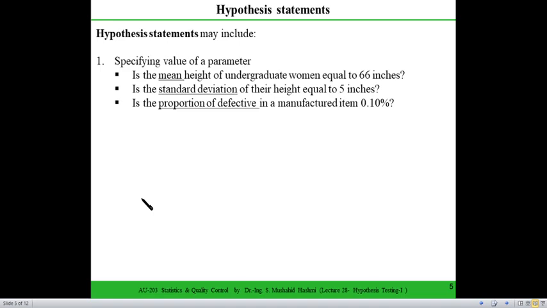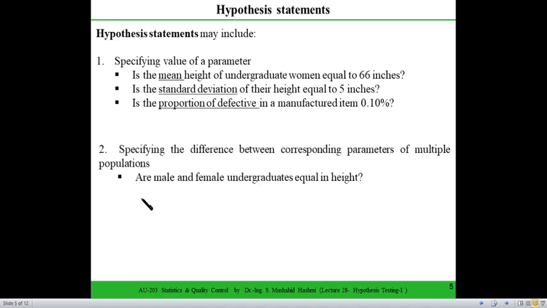Or if you are interested in finding the proportion of defective items in manufacturing, the prior claim might be that only 0.1% are defective. If this is your prior claim, that could be one of the hypothesis statements. This is just like estimating the characteristics of a population, what we call a parameter. So for all these parameters, you could be interested in any of these statements.